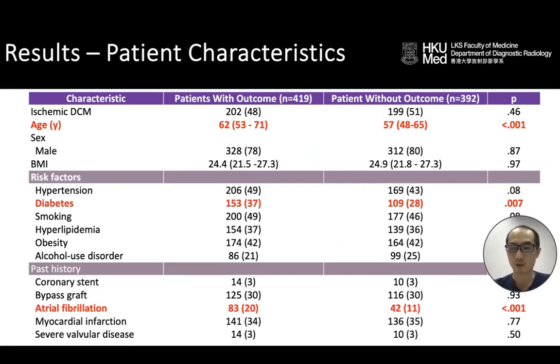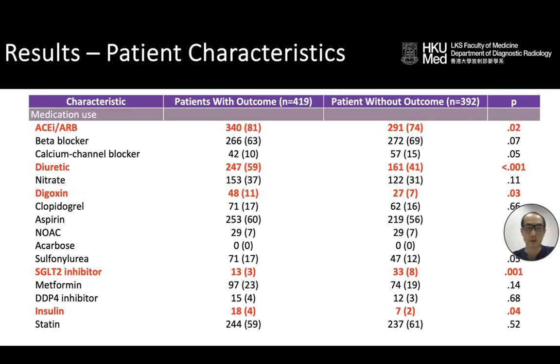So I'm going to try and go through these results relatively quickly, because I think you can go back and have a look at these results. But as you can see, these are the patient characteristics comparing patients with outcomes and those without outcomes, and the variables highlighted in red are the ones that are significant. We also looked at medications, which are listed here.